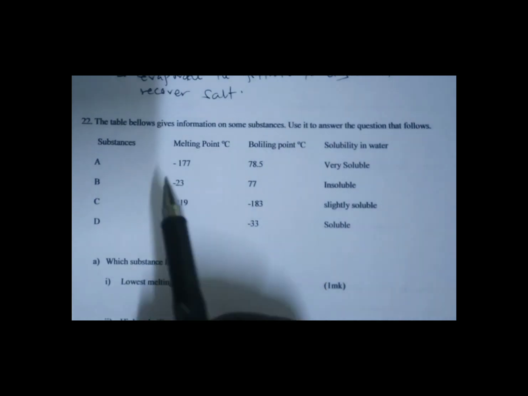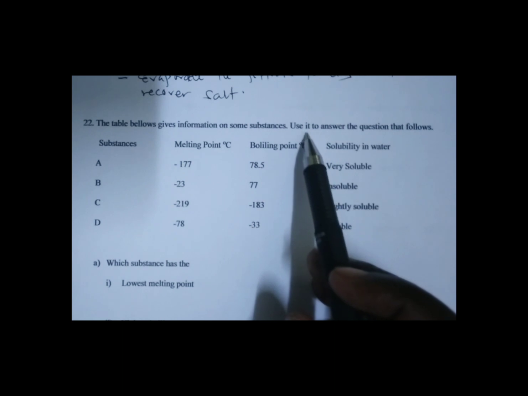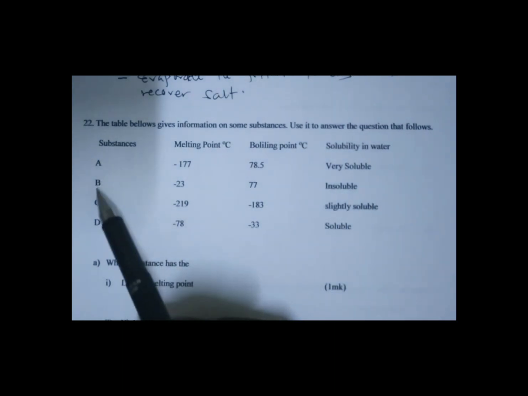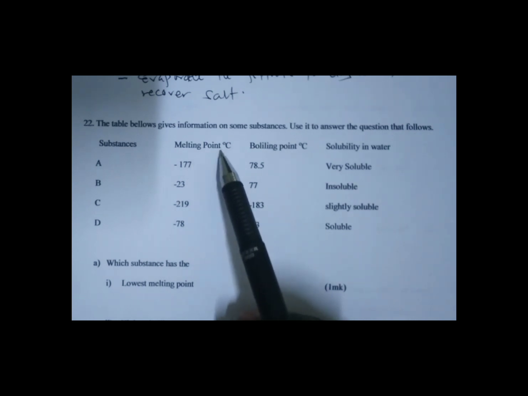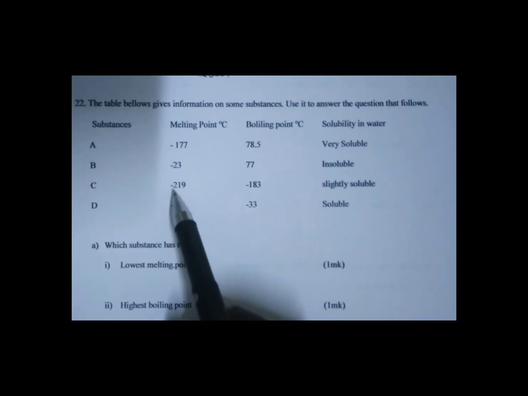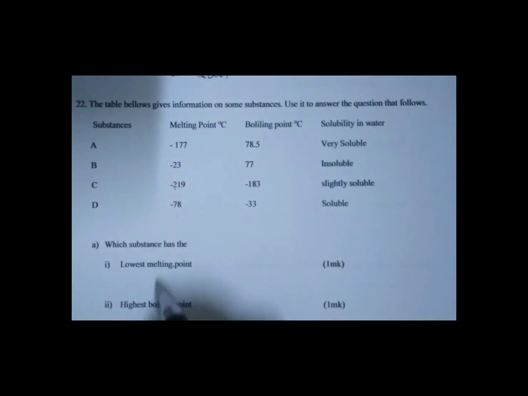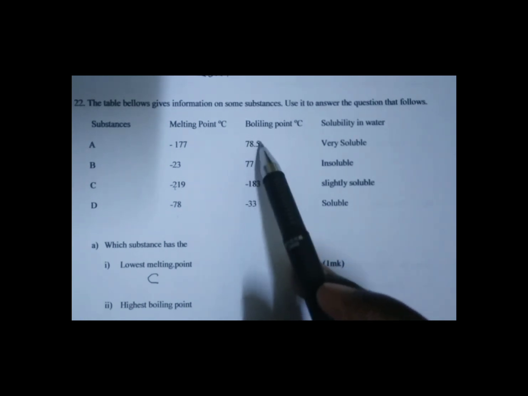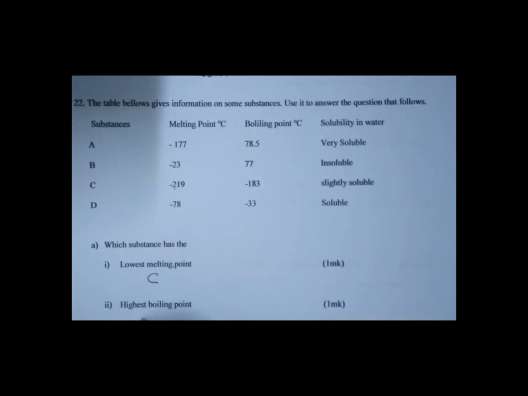We go to question number 22. We have the table below that gives information on some substances. Use it to answer the questions that follow. We have A, B, C, D. The melting point in degrees Celsius and the boiling points are given. We are also given solubility in water. Straight to the questions. Which substance has the lowest melting point? These are the melting points, and the lowest melting point in this case is negative 219 degrees Celsius, and this one is substance C. The one that has the highest boiling point, at 78.5 degrees, is substance A.